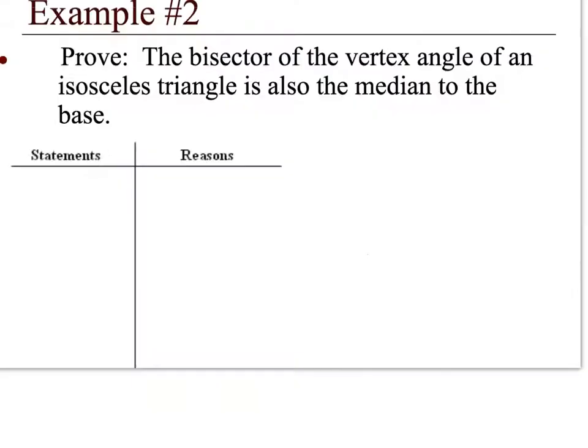Fun stuff. Oh my goodness, we have a proof, and there's no diagram, there's no given, it just says to prove something. Let's read this sentence, shall we, from left to right, top to bottom. Prove the bisector of the vertex angle of an isosceles triangle is also the median to the base.